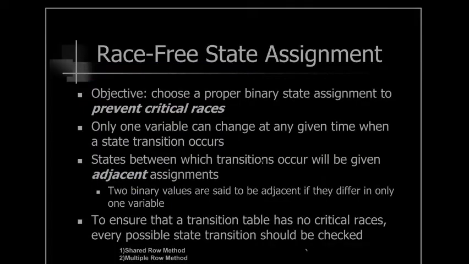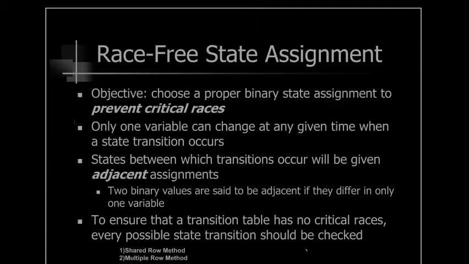In the previous video, we had only two rows in the reduced flow table. So we assigned the state variables directly because there can't be any races in a two-row flow table. But when the flow table has more than two rows, we have to assign variables in such a way that only one variable changes during a state transition. That is, we have to do adjacent assignments to states between which transitions occur. So these can be done in two methods, shared row method and multiple row method.